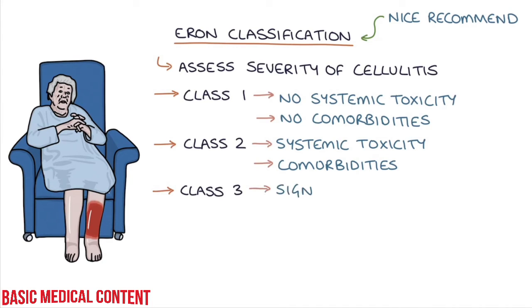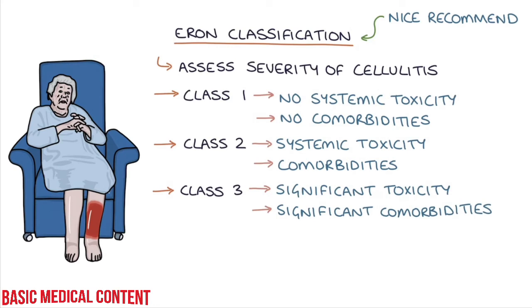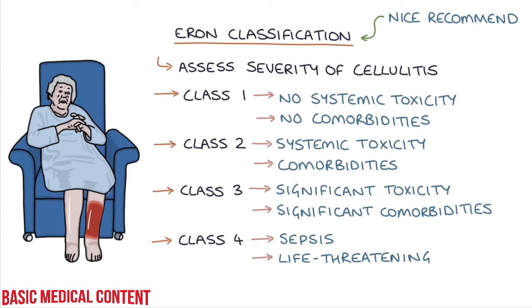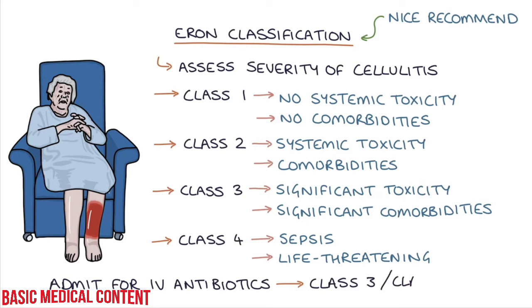Class 3 is where there's significant systemic toxicity or significant comorbidities, which put the patient at risk of deteriorating quite significantly. And Class 4 is where there's sepsis or life-threatening infection. NICE recommend that you admit patients for intravenous antibiotics if they fall into Class 3 or Class 4, and also admit any frail, very young, or immunocompromised patients. So if there's any significant comorbidity or significant systemic toxicity, or of course sepsis, then they should be admitted for IV antibiotics.